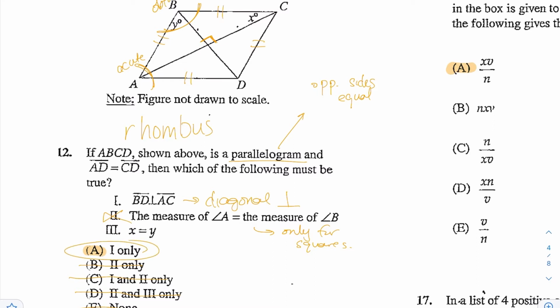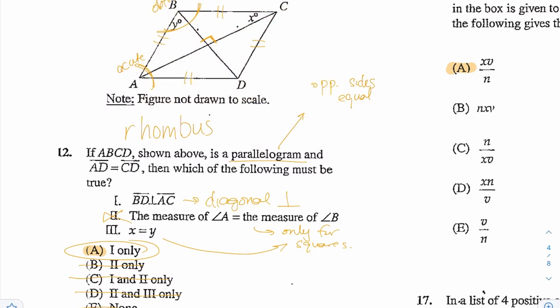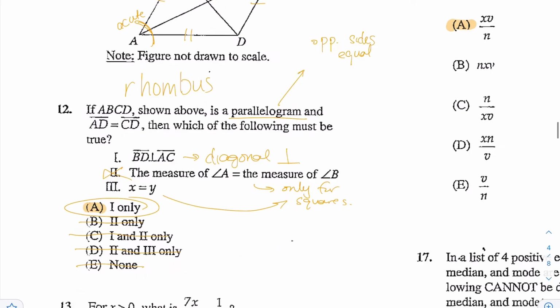X and Y, again, we don't know the angles either. They would be equal for squares only. So for number 12, you just have to go through the process of elimination after determining that this is a rhombus.